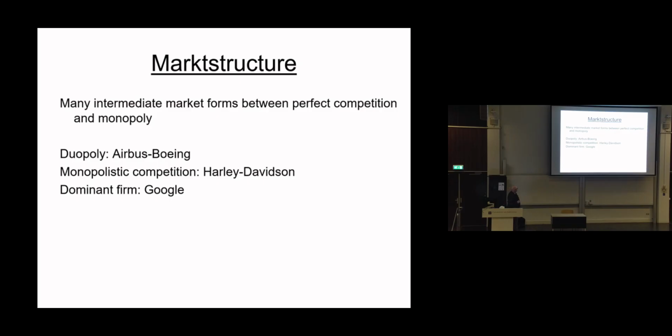All right, monopolistic competition, I already talked about that. Harley-Davidson, my favorite example. And a dominant firm, well, basically every big tech company today has a dominant position. Google, Microsoft, Amazon, what have you, all these companies. So whether there is a workable amount of competition, as the EU calls it, depends very much upon the structure of the market.